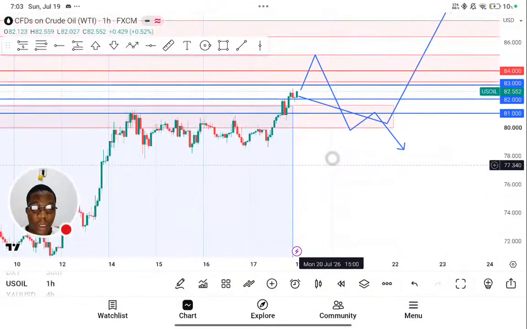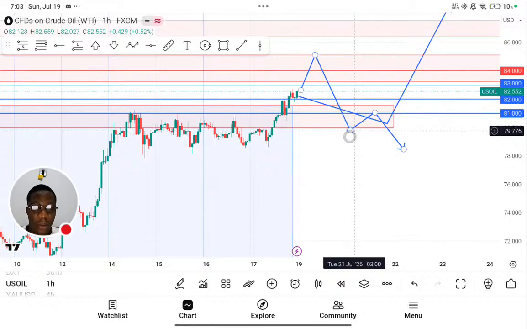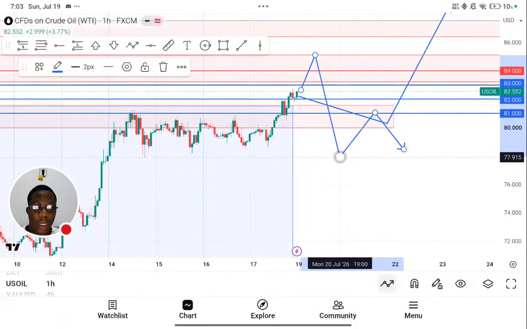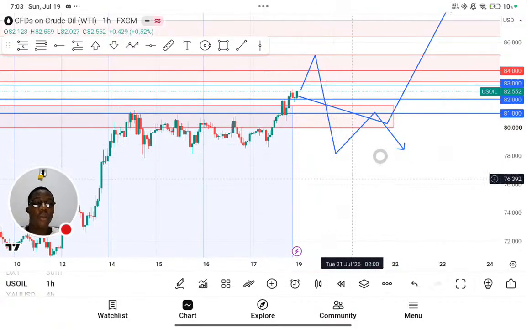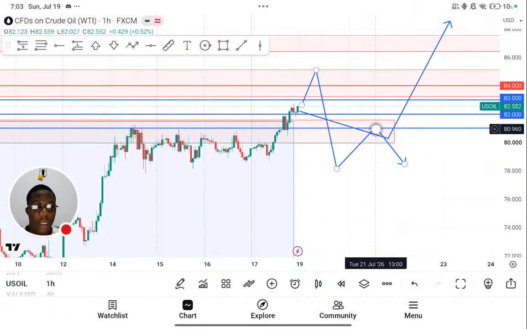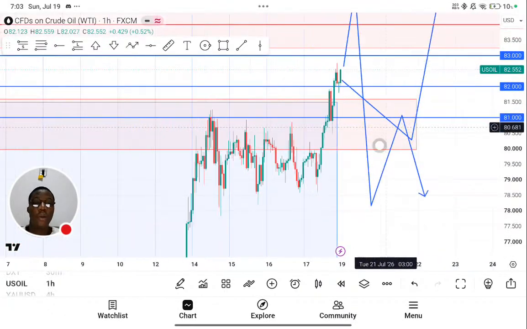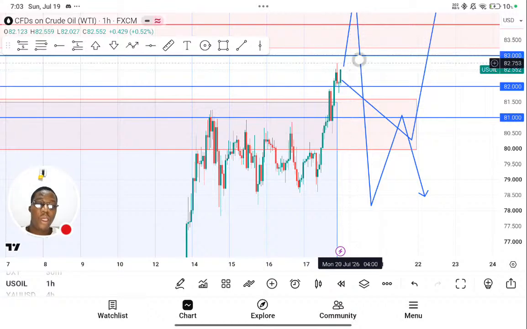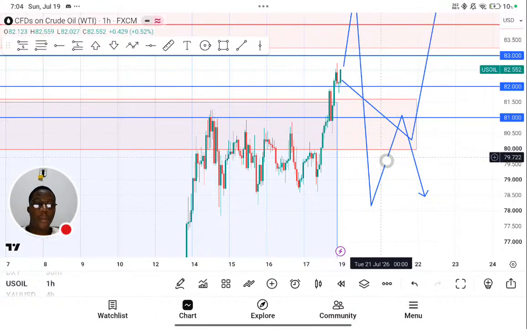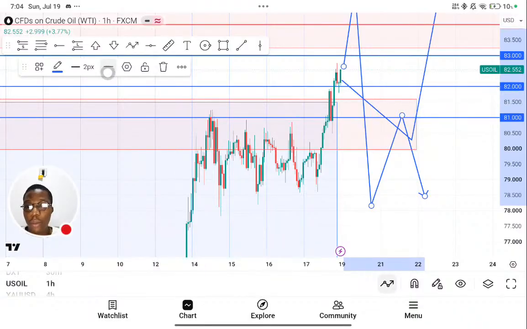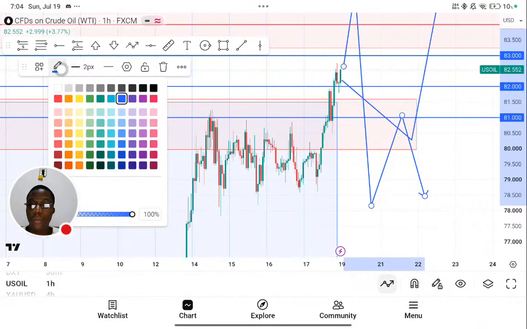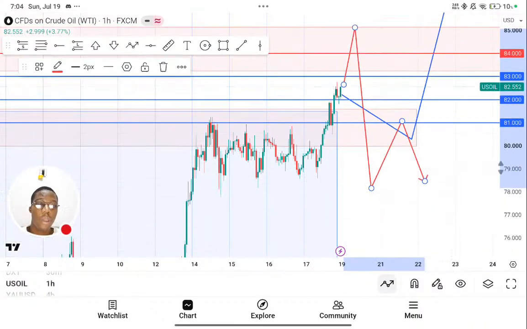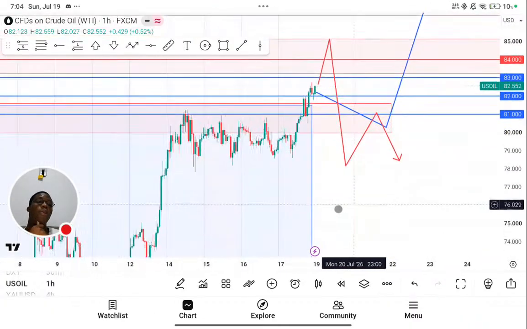This is the only other possibility. Maybe it takes out this low, or this particular low, then we know the trend has shifted to bearish. Then we'll wait for the retest around this level. That will give you the left shoulder, and this is the potential head for me, right? So that's the possibility of a head and shoulders pattern on US oil. So these are the two scenarios.